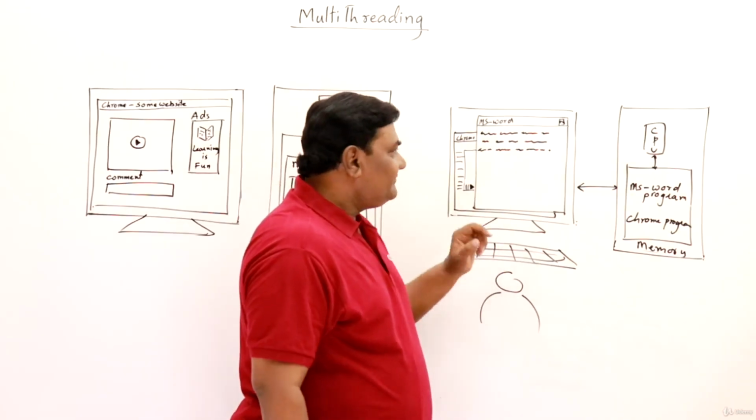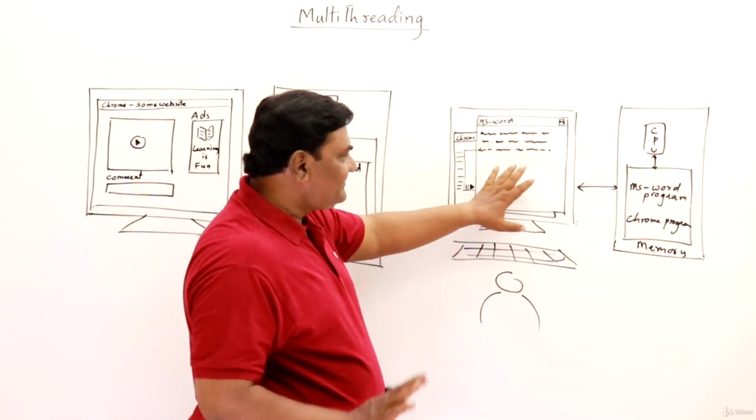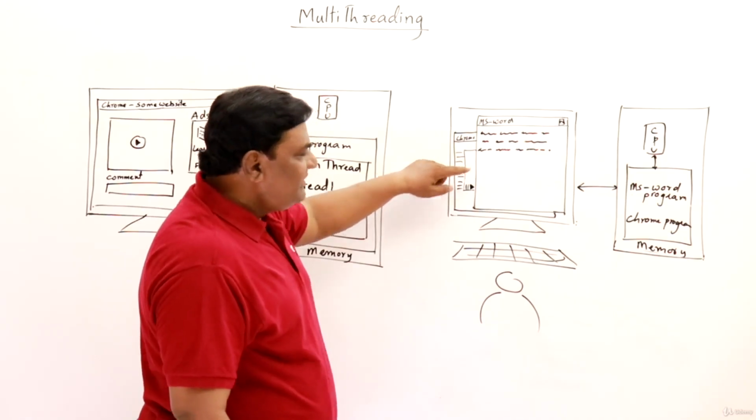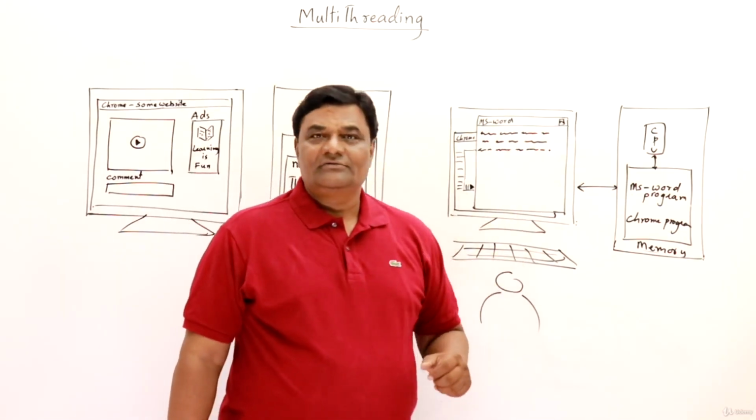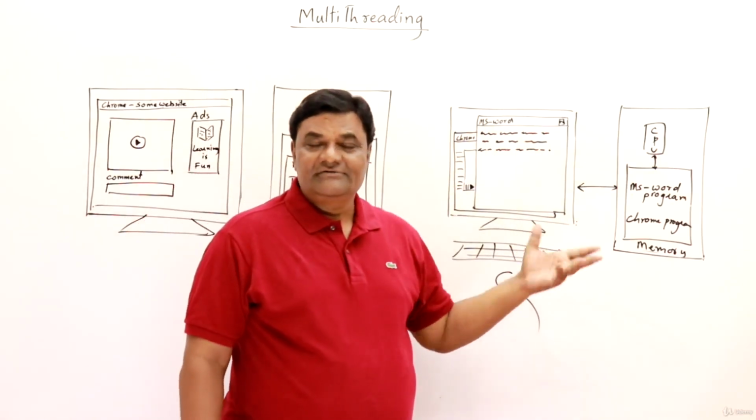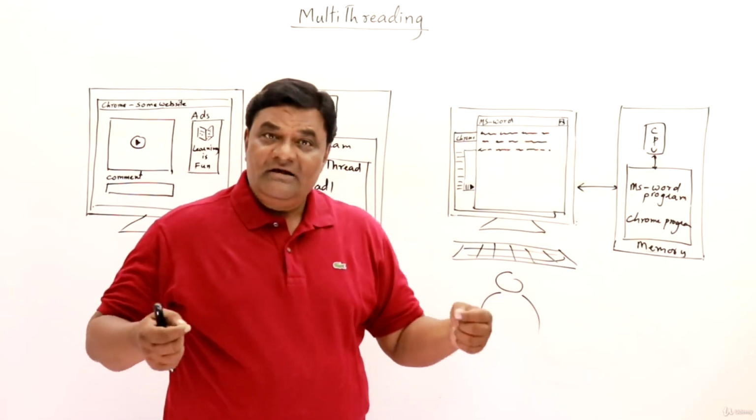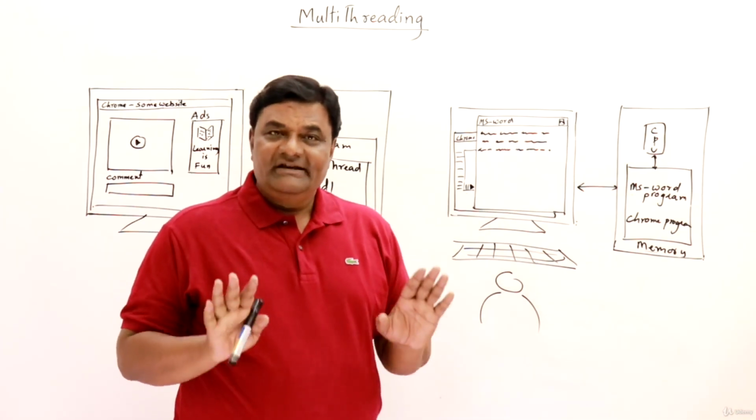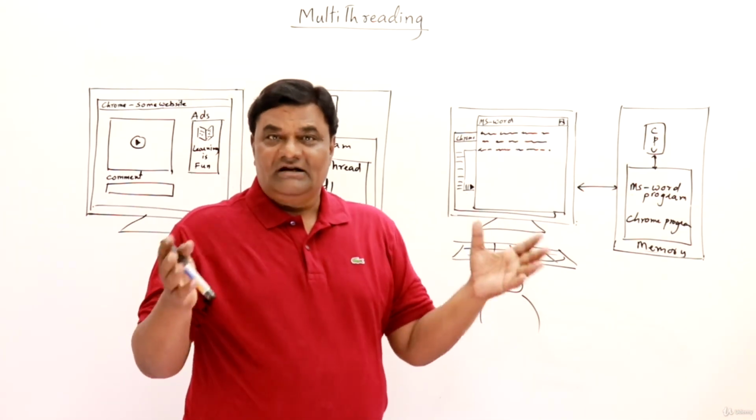So user is using them. In this example, in MS Word, he is typing something, and at the back in Chrome, some website is open and there is a video. He is playing the video also. So Chrome is also working and he is also working on MS Word. So more than one program running simultaneously for one user, that is multitasking, multiple tasks.